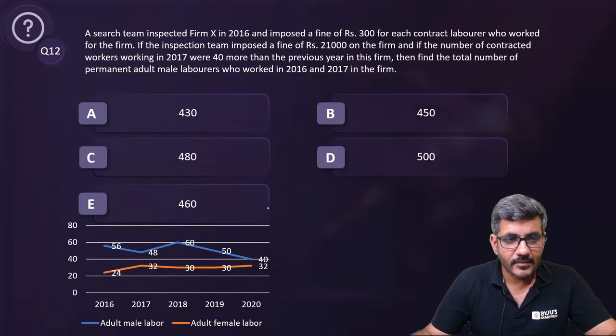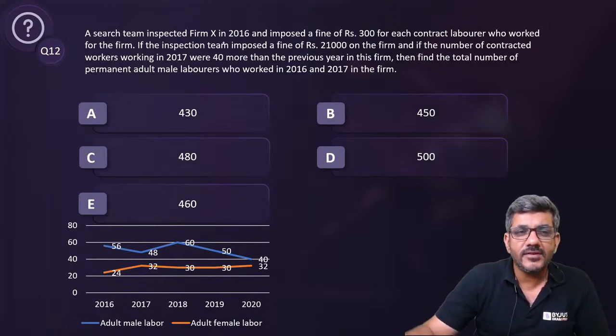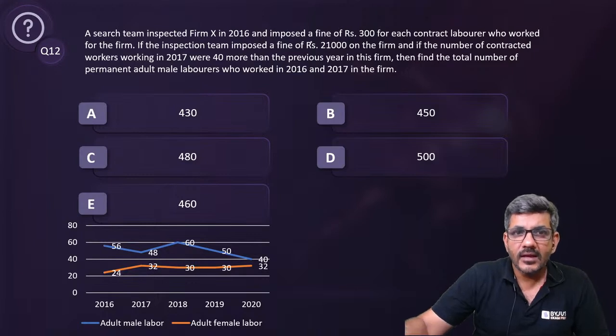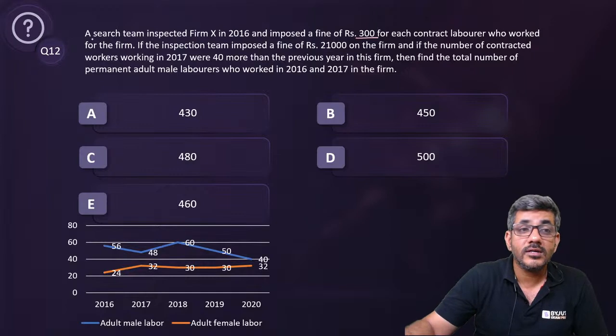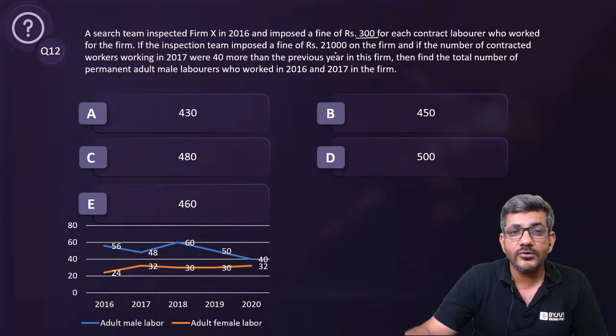Let's do it. It says a search team inspected firm X in 2016 and imposed a fine of rupees 300 for each contract laborer who worked for the firm. The inspection team imposed a fine of 21,000 on the firm.